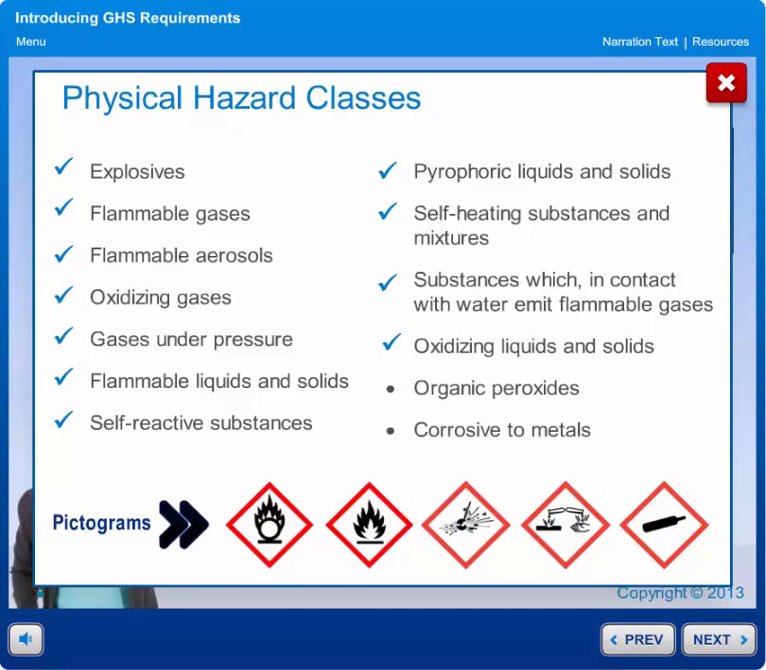Oxidizing liquids and solids yield oxygen, so they can feed fires and explosion, plus might be reactive with water. Organic peroxides can catch fire easily and burn very rapidly and intensely. Corrosive to metals means that it can damage or even destroy metals.